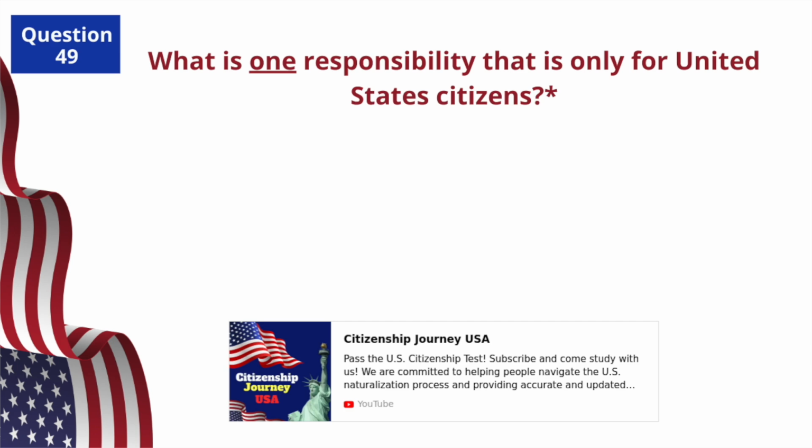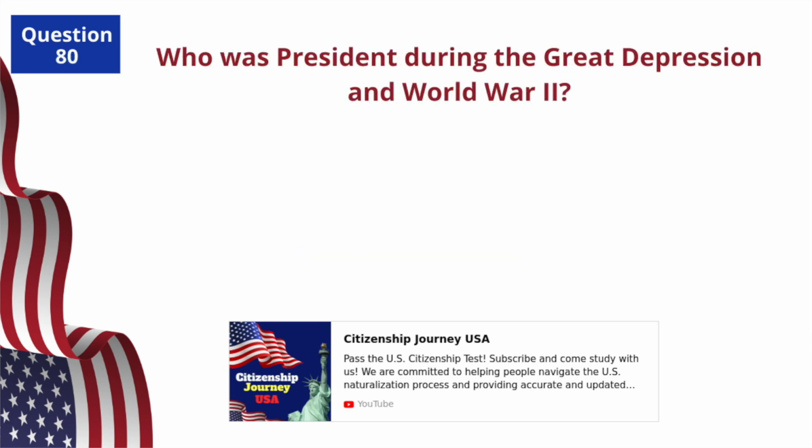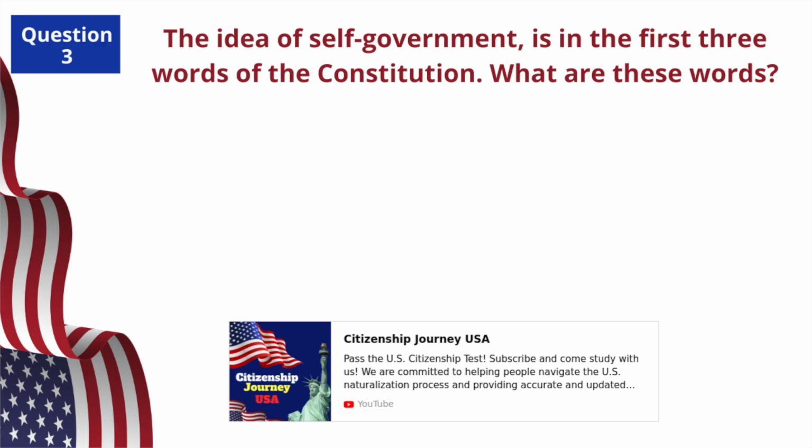What is one responsibility that is only for United States citizens? Serve on a jury. Who was president during the Great Depression and World War II? Franklin Roosevelt. The idea of self-government is in the first three words of the Constitution. What are these words? We the people.